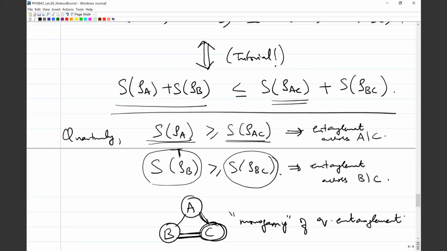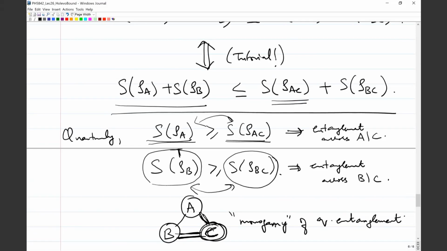If you flip it around, what is happening? I have a single subsystem C, which is entangled with both A and B. This difference, in some sense, quantifies how entangled C is with A. You can think about this difference as quantifying how entangled C is with B. But the sum of those differences is constrained in a particular way. So C, for example, cannot be maximally entangled with both A and B.